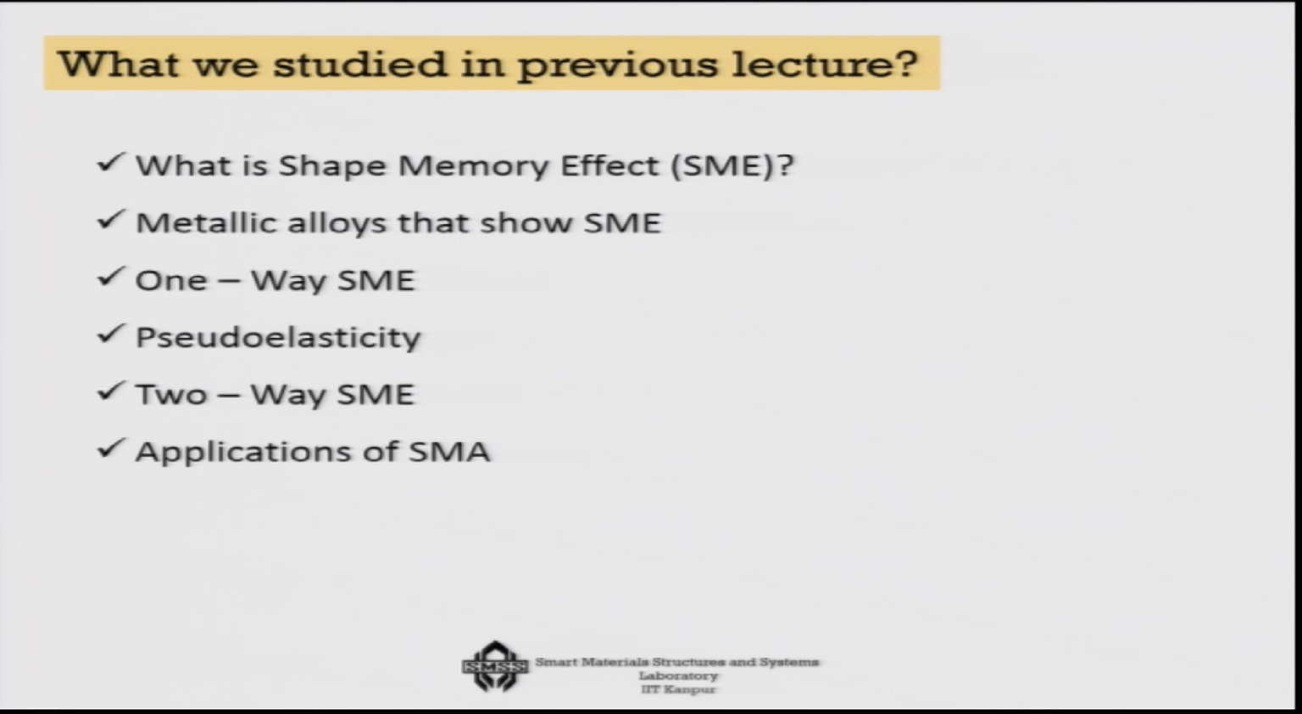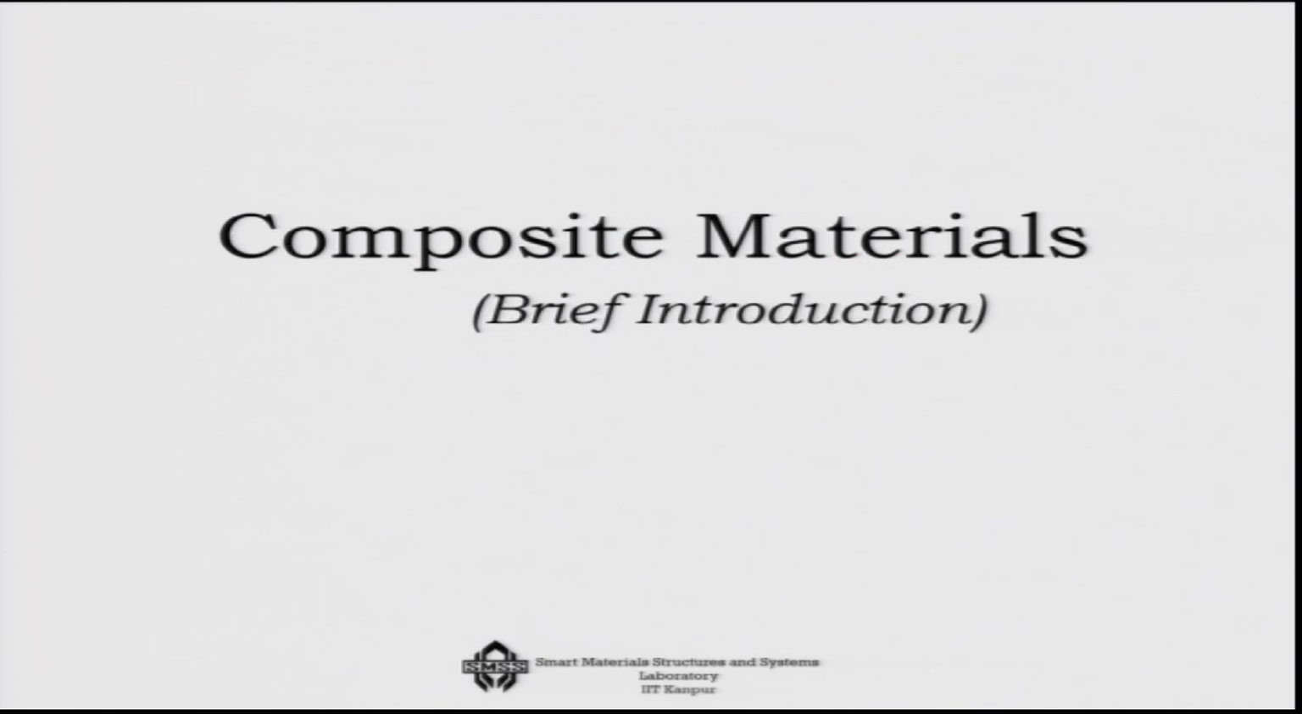So, we have talked about in the very last lecture about the shape memory effect, metallic alloys that show shape memory effect, one way SME, pseudo elasticity, two way SME and applications of shape memory alloy. So, after the review of all the smart materials, now we will talk about composite materials. We will give you a brief introduction about the composite materials.